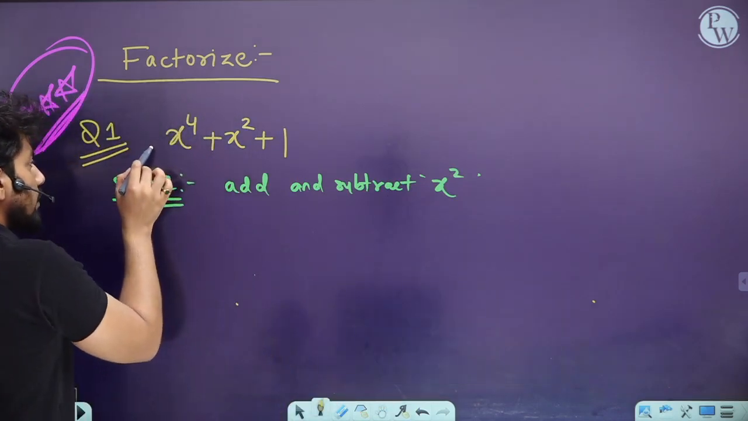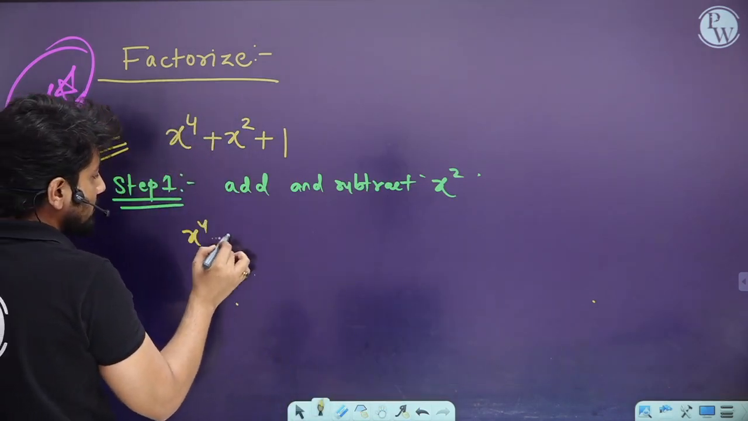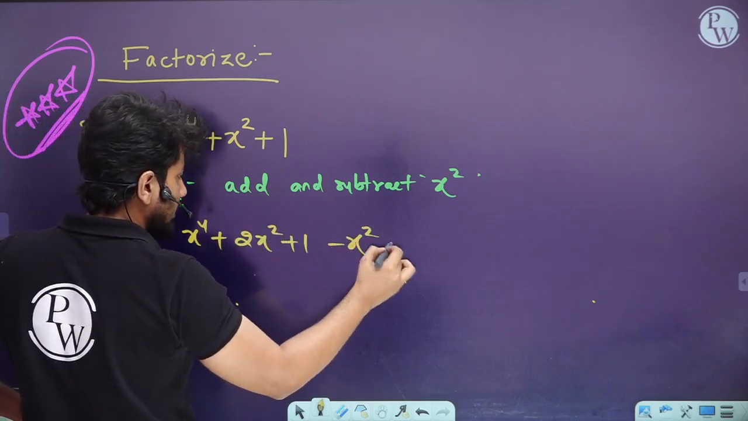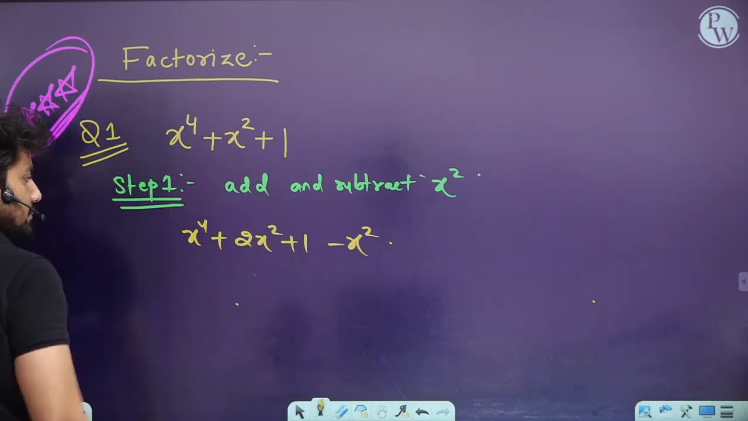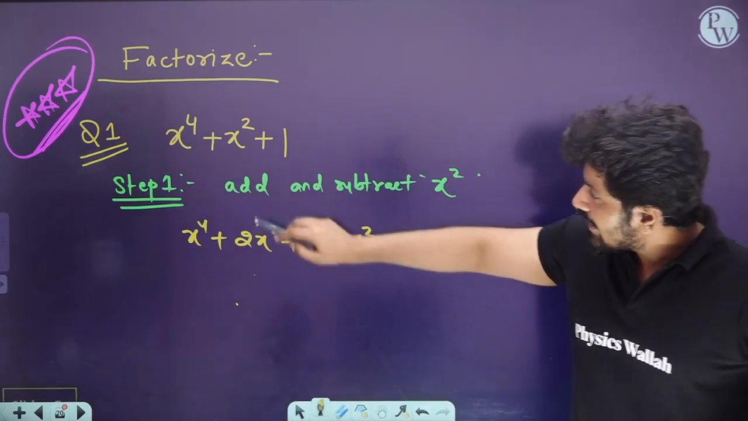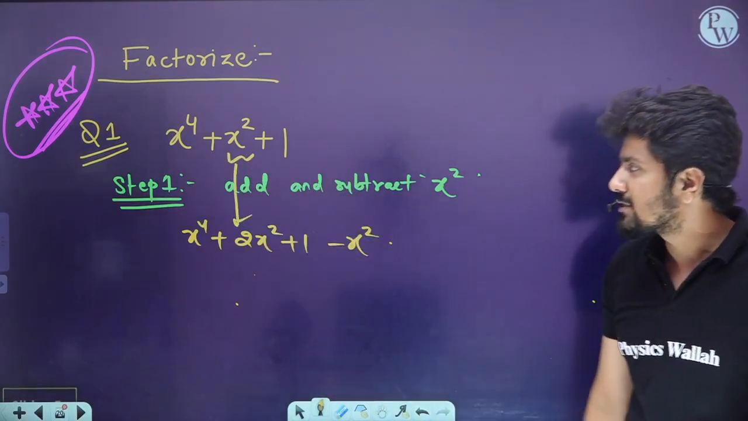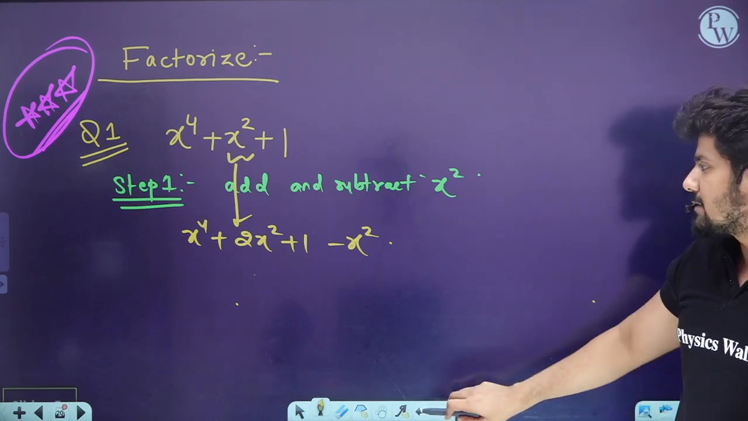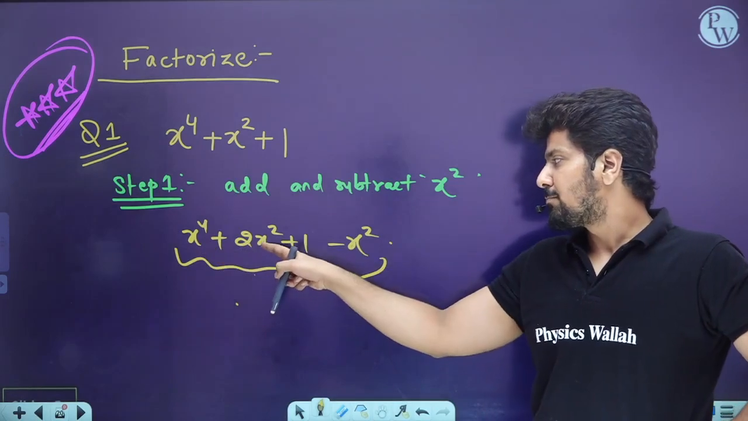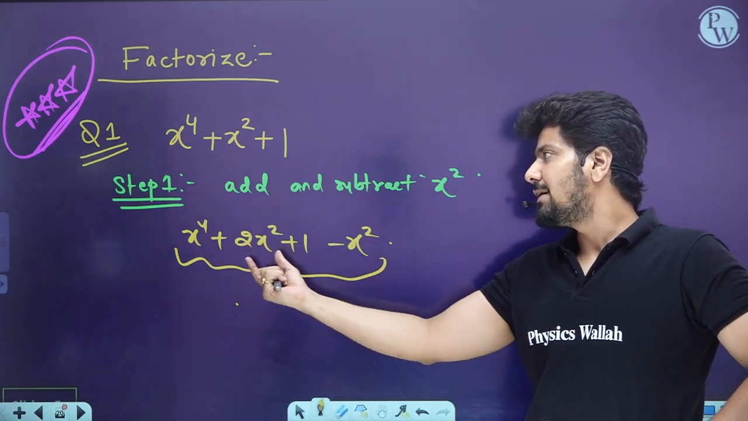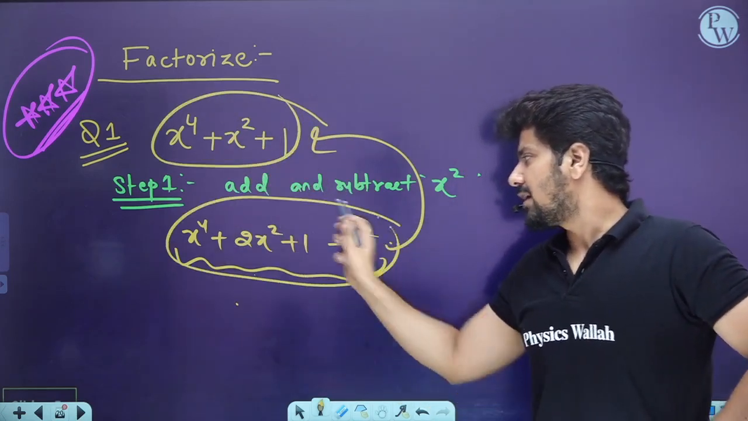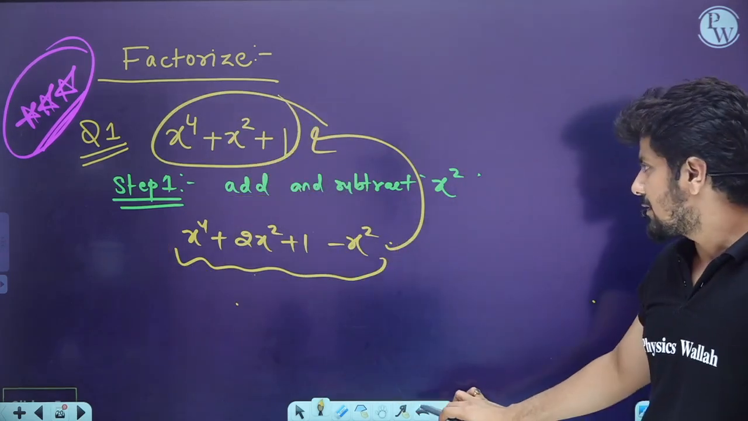So if you add x square in it, we are going to get x raised to the power 4 plus 2x square plus 1 minus x square. That's my critical step. What I've done over here is I have added x square. So if you add x square, this x square will become 2x square, right? Basically, this is written the same thing. x raised to the power 4 plus 2x square minus x square, that will be x square. This expression and this expression are completely the same. All of you understand this part, right?